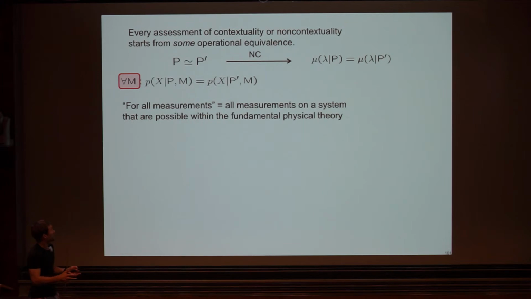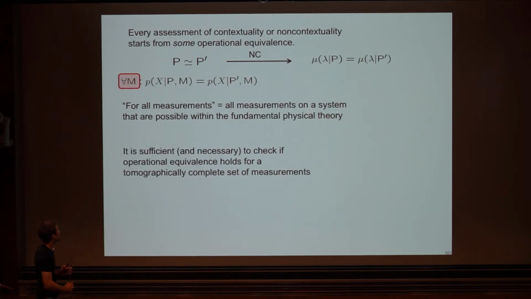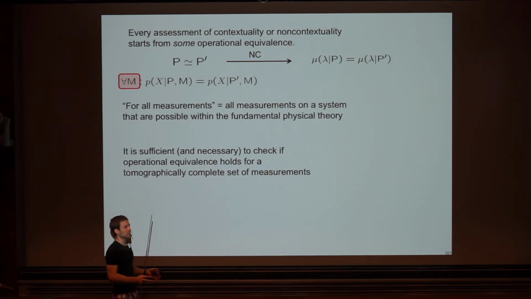So this obviously is a difficult thing to test. How do you even know what the scope of possible measurements is? Well, one thing to note is that given a particular theory, like quantum theory or a particular GPT, it's necessary and sufficient to check if the operational equivalence holds for some tomographically complete set of measurements, which by definition is a set of measurements that lets you compute the statistics of all other measurements.